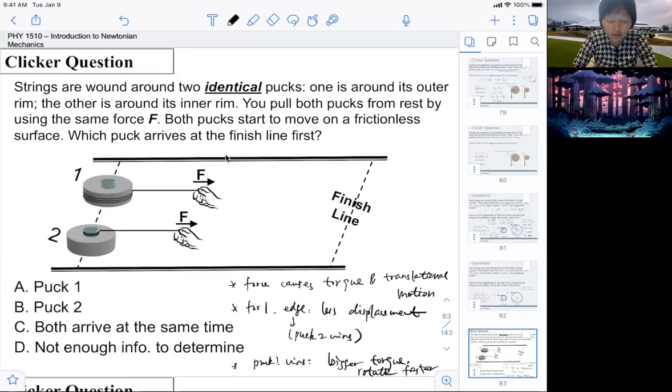Does puck 1 have a larger moment of inertia? I would say they are identical. So they're going to have the same I, okay? They have the same moment of inertia. Okay, so that's another fact. I1 equals I2. They're all rotating relative to the center of the mass, so they all have the same moment of inertia.